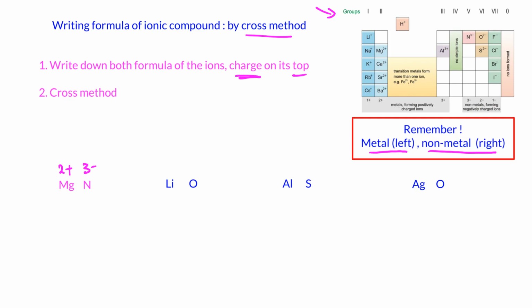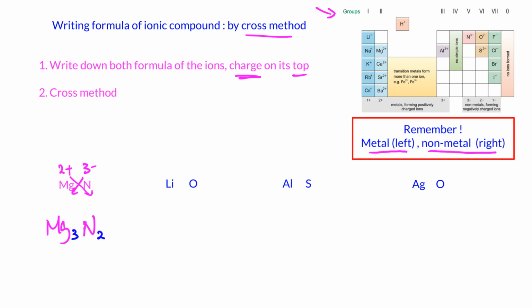So you put the charge on top, and then we perform the crossover. Crossover means the 3 on the right hand side goes to the bottom right corner of Mg, and the 2 for the magnesium goes to the bottom right corner of N. So things will be like this: 3 will be put here, 2 will be put here. That's it. This is called the cross method. We'll just practice a few more.